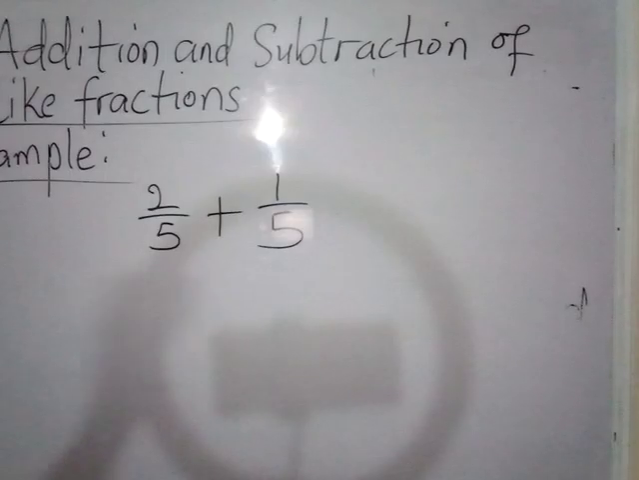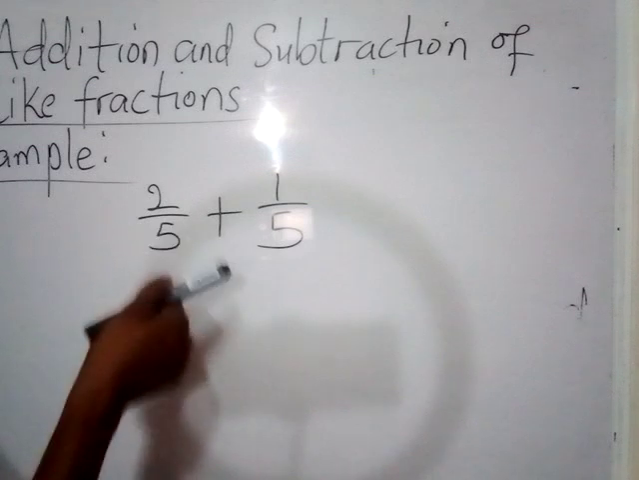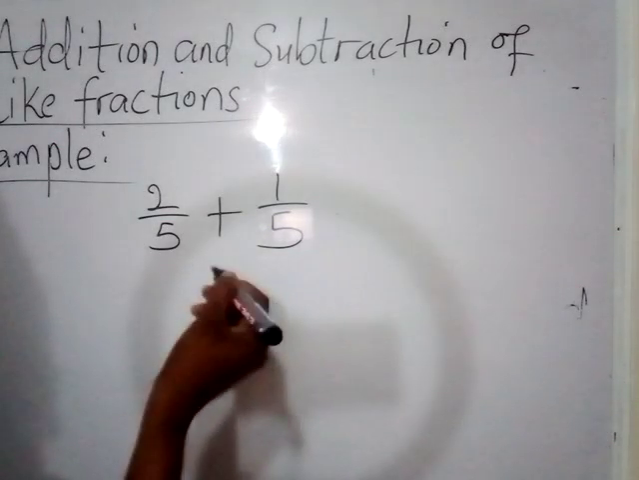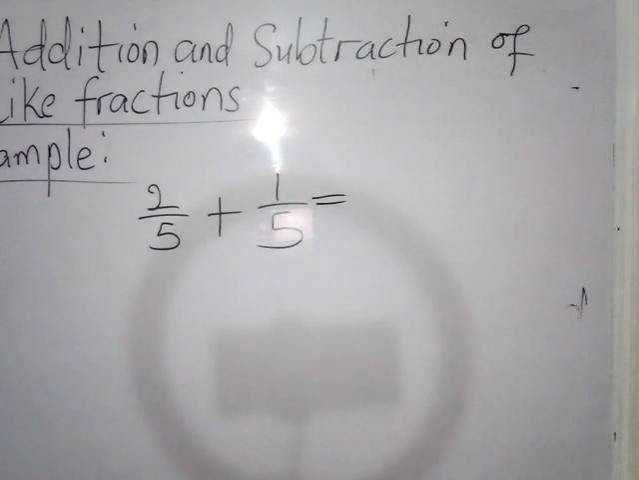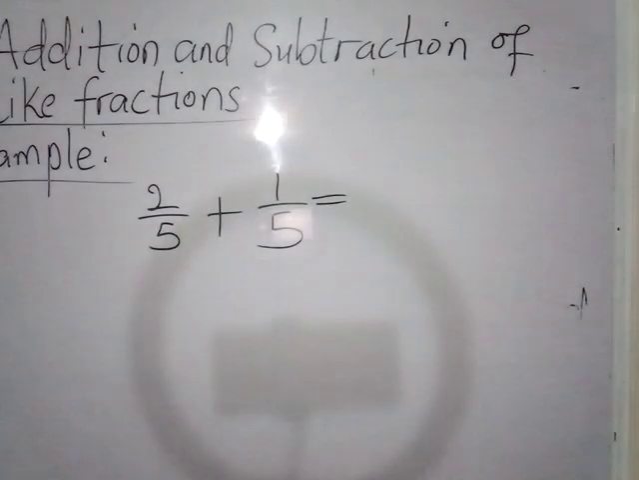The next aspect we're going to look at is the addition and subtraction of like fractions. Here is an example: 2/5 plus 1/5. When we are adding like fractions, this is very simple and straightforward. Remember we mentioned earlier that when we want to check what fraction is bigger or smaller, we only look at the numerators because the denominators are the same.